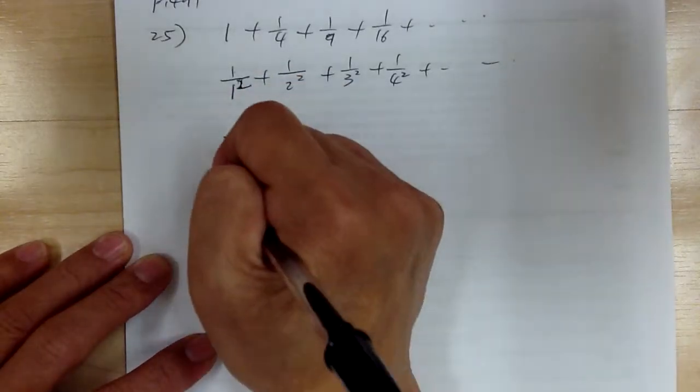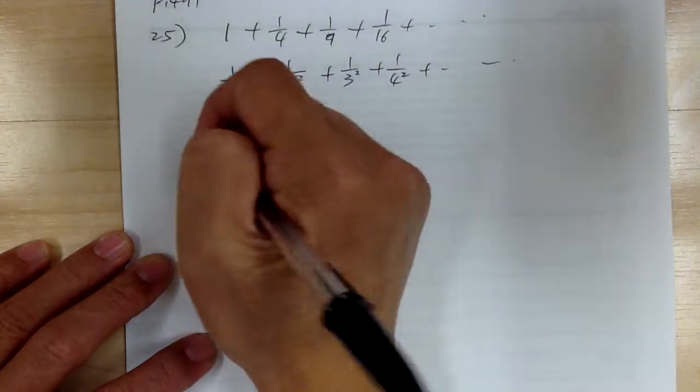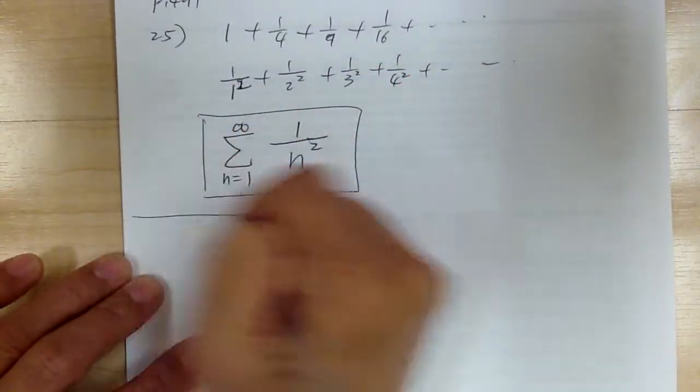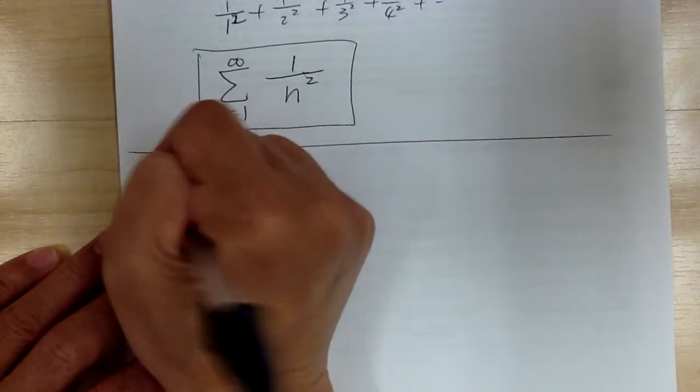Okay, and so this would be n equal to 1 through infinity. Okay, and that's it for 25. Okay, let's go to 27.